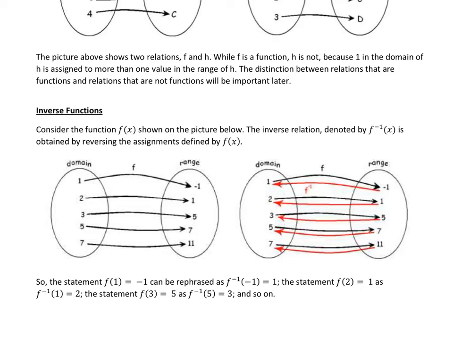But with the inverse function, the exact opposite takes place. I get -1 plugged in, I get out 1. 1 plugged in, I get out 2. 5 gives me out 3. 7 gives me out 5. 11 gives me out 7.